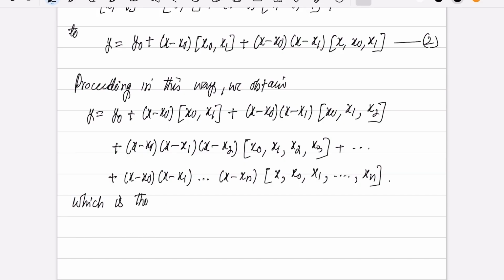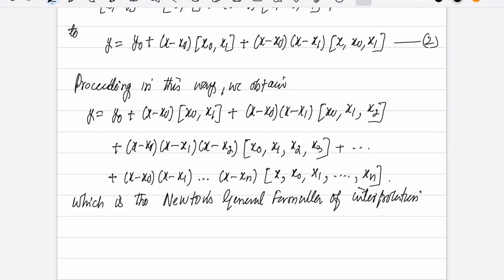the Newton's general formula of interpolation, and the last term being the remainder after n plus 1 terms.